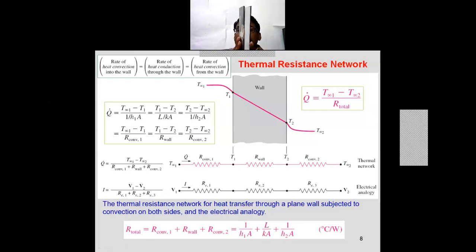Let us see that this is the wall. On one side the temperature T infinity is there. This is a huge wall, you can say, so there can be two rooms. One is the surrounding and one part is inside the room, meaning inside the building.